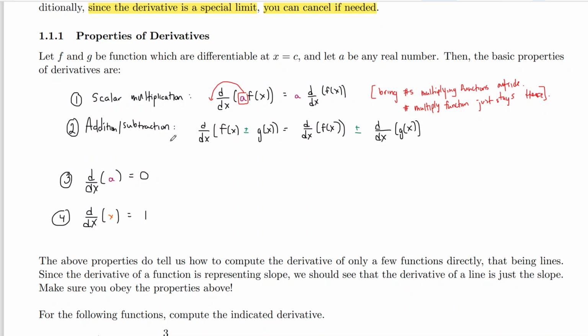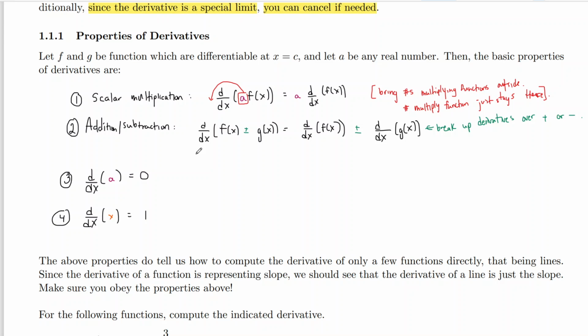All right, now the second one is the addition and subtraction rule. It pretty much says that if you have to do the derivative of 2 functions and they're added or subtracted, then you do the derivative of each part with the proper addition or subtraction between them, whatever it was. So the way I think about this one is you can break up derivatives over addition or subtraction.